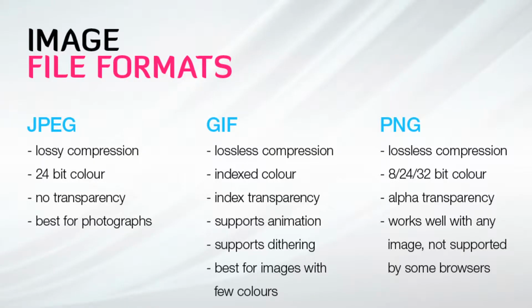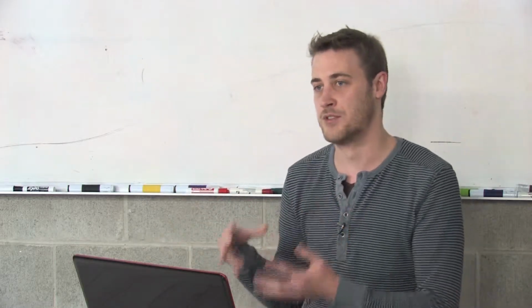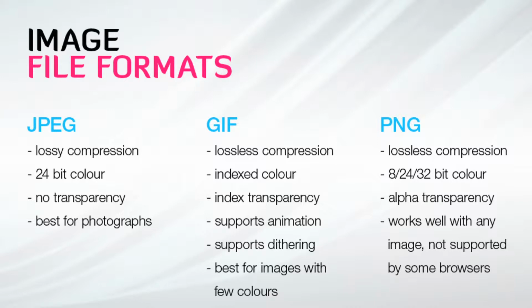GIF is a form of lossless compression, meaning it doesn't lose quality when you compress it. It uses indexed color. It supports animation. I'm sure you've seen all those stupid little animated GIFs from the 1990s. No one ever uses those anymore. It supports dithering, and it's best for images with a few colors. So for your company logo, if your logo is just blue or red, then that's the best practical use for a GIF. A PNG is another form of lossless compression.